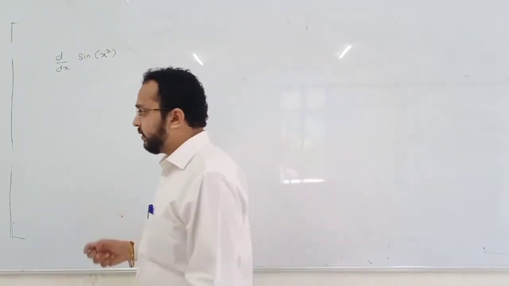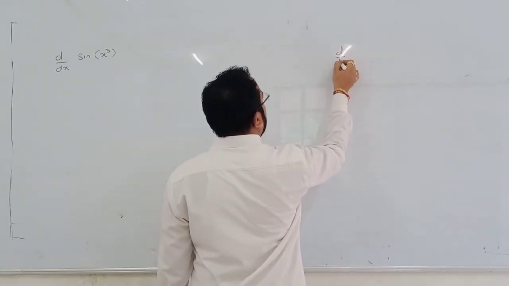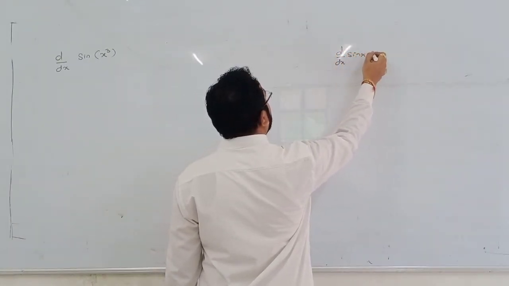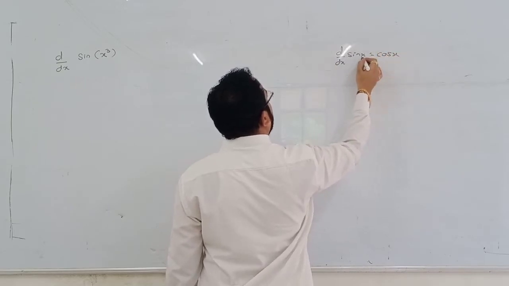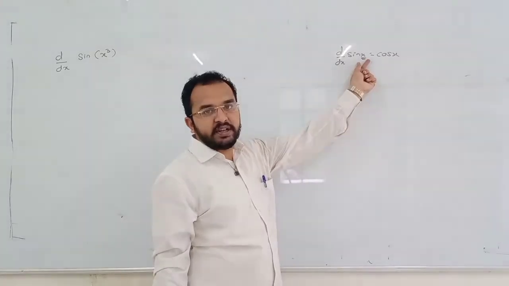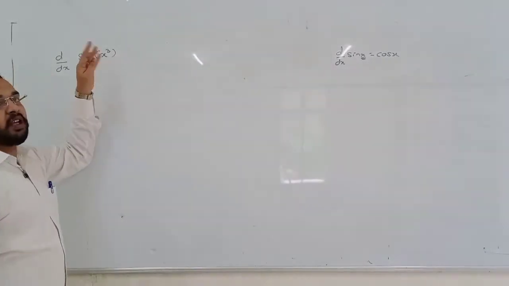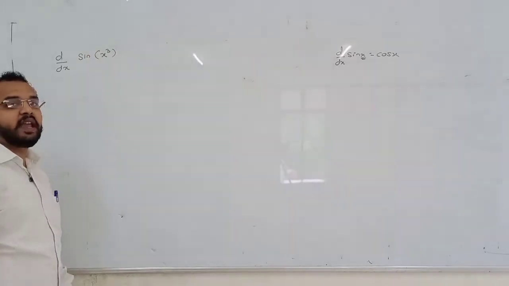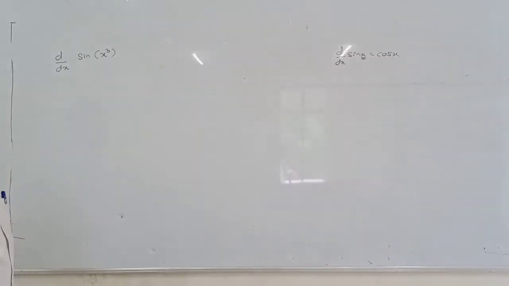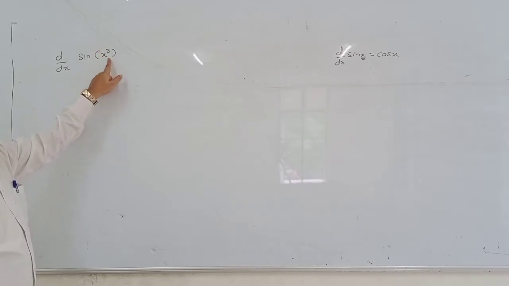It is not x. We know that the differentiation of sin x is cos x. But here, x is present, whereas in this problem, in place of x, something other is given, and the other is x cube. So what will be its differentiation? First of all, assume this as x.